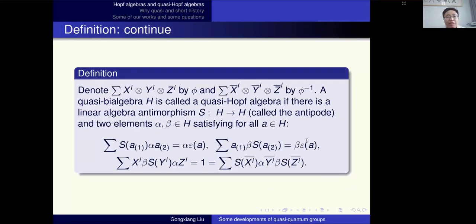So now we denote the associator by this notation. The antipode is defined also as an algebra anti-morphism, called the antipode, and the other two elements satisfy the following compatible conditions. Maybe you'll find that these compatible conditions are much more complicated than in the Hopf algebra case. So I have to say Drinfeld is great. Drinfeld invented this definition. We will recall why he found this definition.